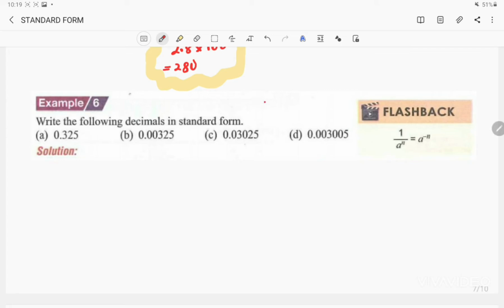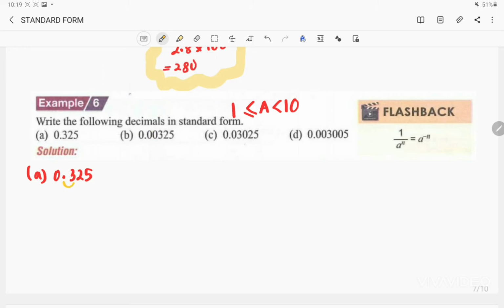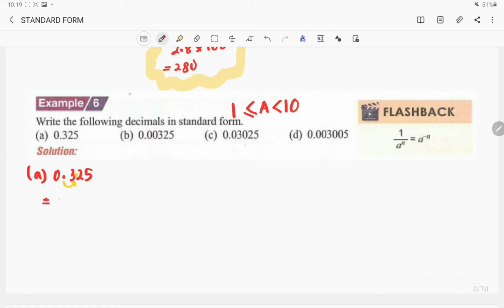So, ingat balik semula, value A mestilah less than 10 and greater than or equals to 1. So, kita kena tukarkan 0.325. This one is less than 1. So, kita kena tukarkan that number supaya dia jadi more than 1. So, 1, kita move one step. Okay, dari decimal point tu kita move satu langkah ke kanan. So, kita akan dapat di sini 3.25 times 10 power of negative 1.